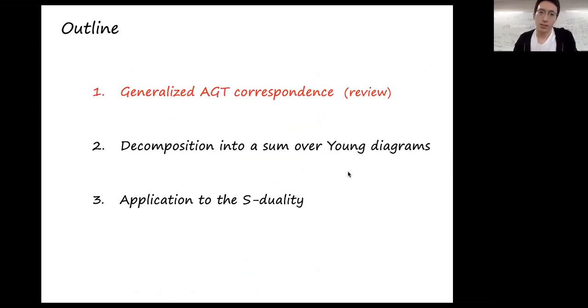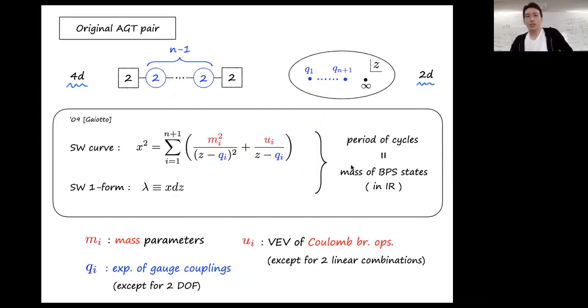So let me first review generalized AGT. To explain the generalized AGT correspondence, let me start with the original AGT pair. So this is an SU(2) quiver, and this is a 2D configuration. At each of these punctures, you insert a Virasoro primary here. And given this original AGT pair, you can talk about more than the partition function. Actually, the Seiberg-Witten curve of this theory is also written in terms of 2D language. That's what Gaiotto studied in 2009.